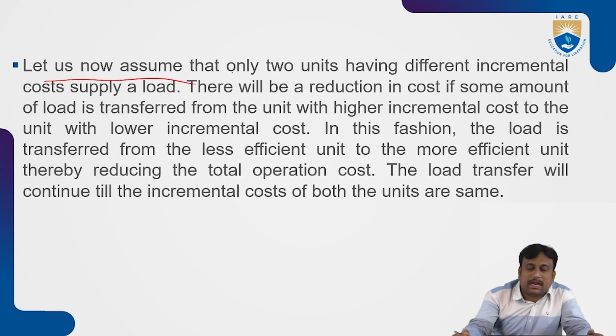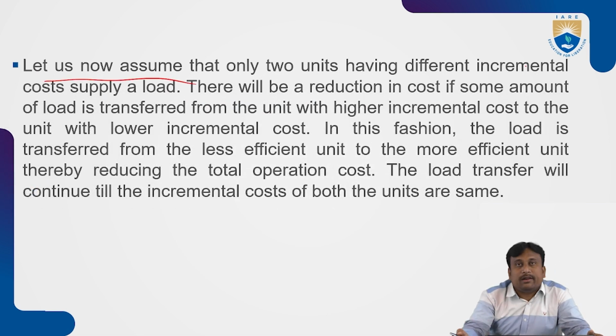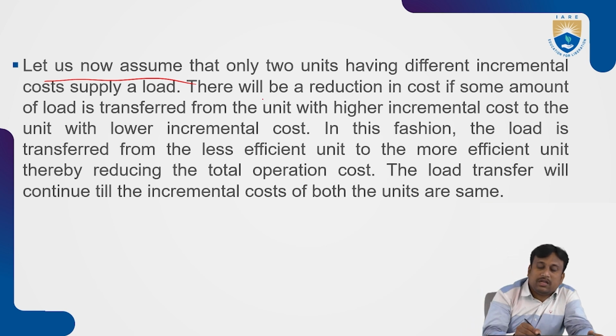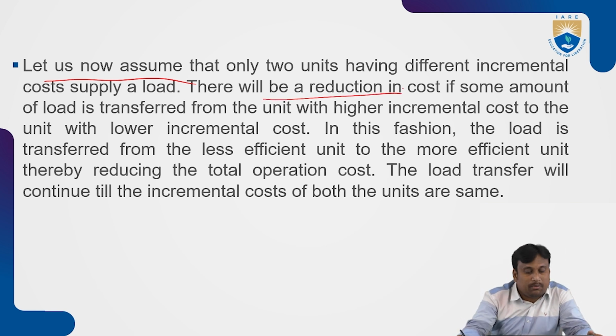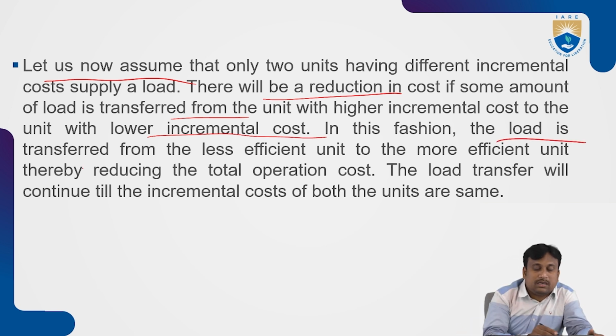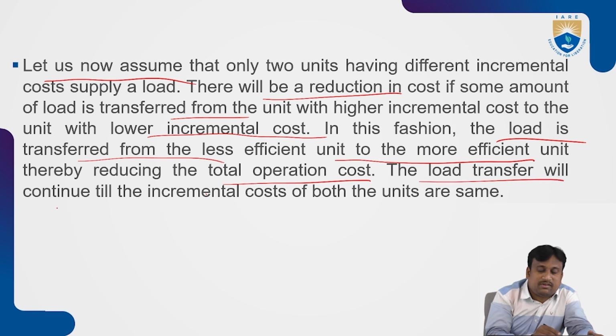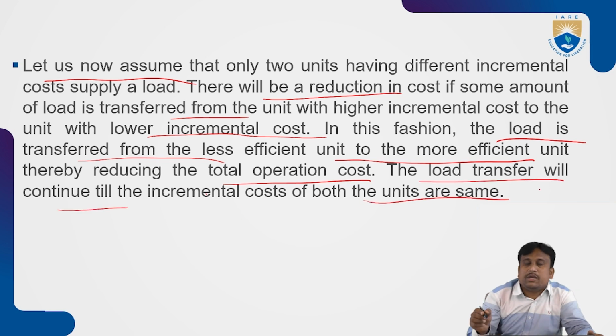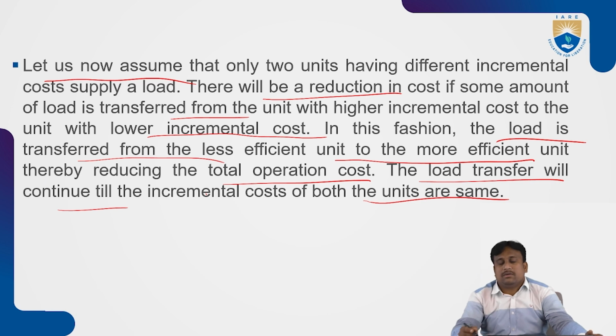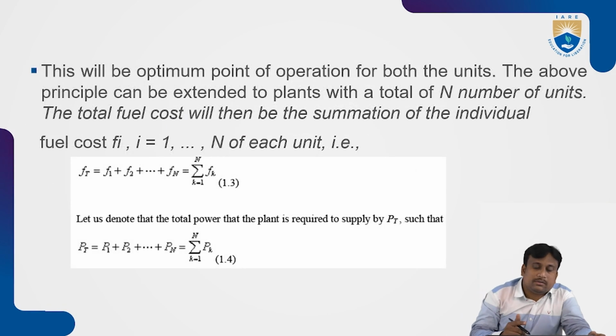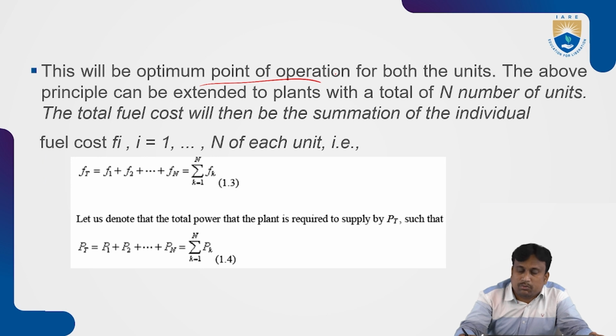Now we should assume that only two units having different incremental costs are supplying a load. So there will be a reduction in the cost if some amount of load is transferred from the unit with a higher incremental cost to the unit with lower incremental cost. In this way, the load is transferred from the less efficient unit to the more efficient unit, thereby reducing the total operational cost. The load transfer will continue until the incremental costs of both the units are the same. This will be the optimal point of operation for both the units.